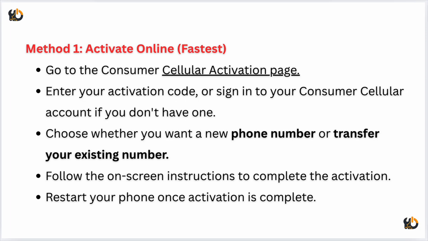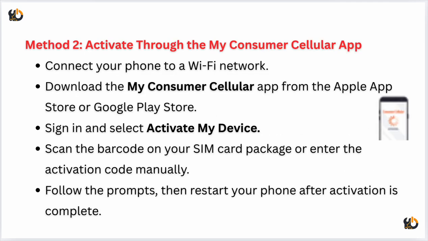Method 1, activate online, fastest. Go to the Consumer Cellular activation page, enter your activation code or sign in with your Consumer Cellular account if you have one. Now choose whether you want a new phone number or to transfer your existing number. Now follow the on-screen instructions to complete the activation and restart your phone once activation is complete.